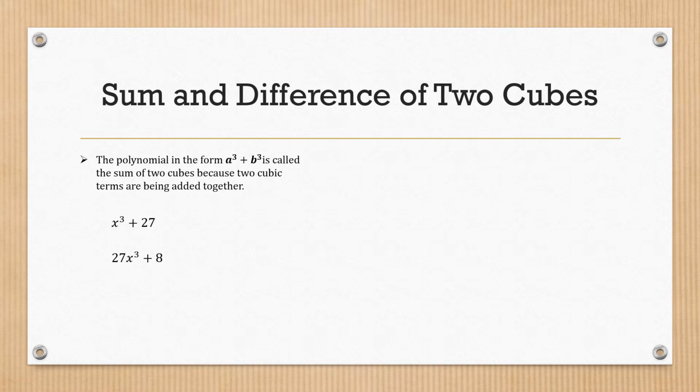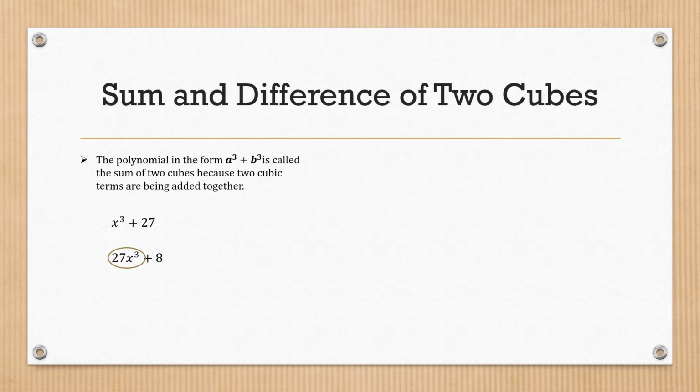27x cubed plus 8. The reason why I mixed a number and a variable is just to let you know that a single term can be a number or a variable. Unlike in my first example, where the first term was only a variable, x cubed, and the second term was only a number, 27. This time, in the second example, a term can be a number or a variable. It is still allowed as long as both are perfect cubes.